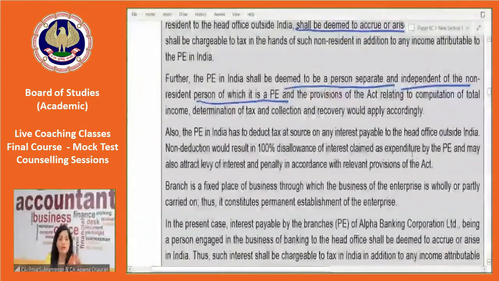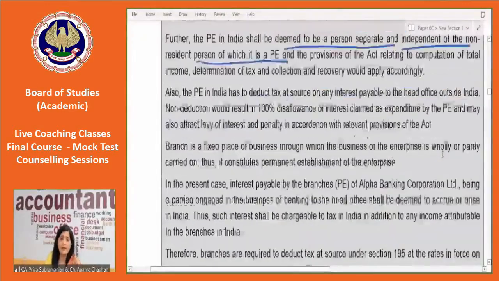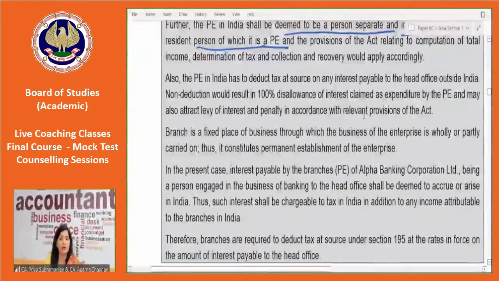So in such case, the P has to deduct the TDS also on that amount of interest. And in case of non-deduction, again, the 40A1 provision would be applied, that is 100% of disallowance would be attracted for claiming the expenditure by the P. And penalty and interest penalty provision would accordingly apply for not deducting the amount of TDS on that amount.